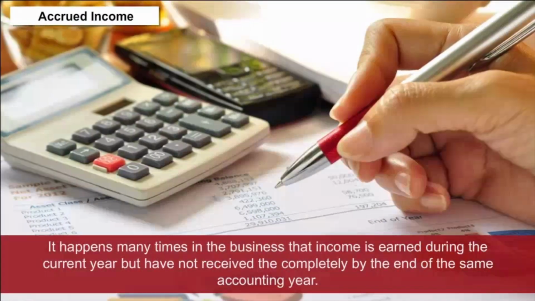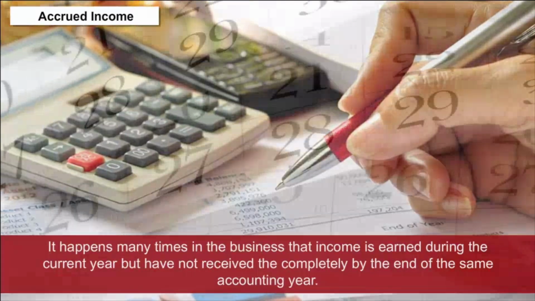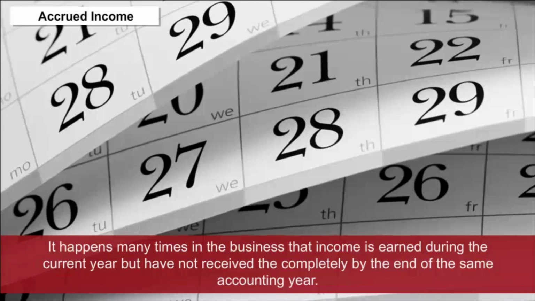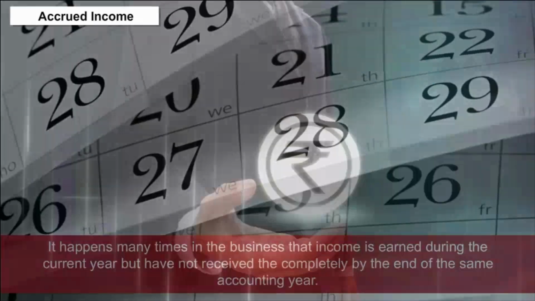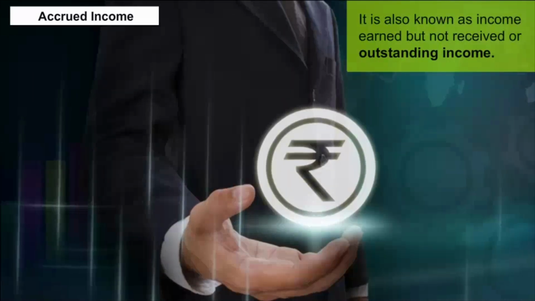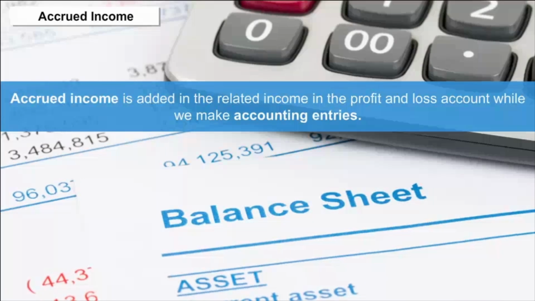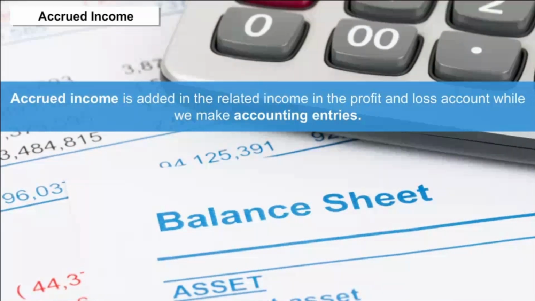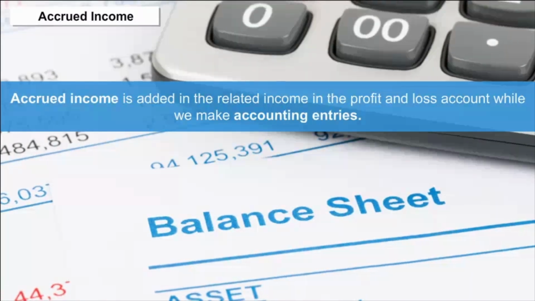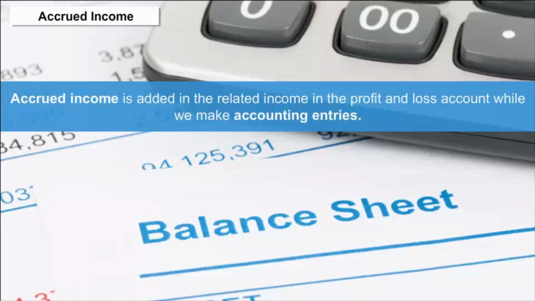It happens many times in the business that income is earned during the current year and have not received completely by the end of the same accounting year. It is also known as income earned but not received or outstanding income. Accrued income is added in the related income in the profit and loss account while we make accounting entries, and also it will be shown under the header assets in the balance sheet.